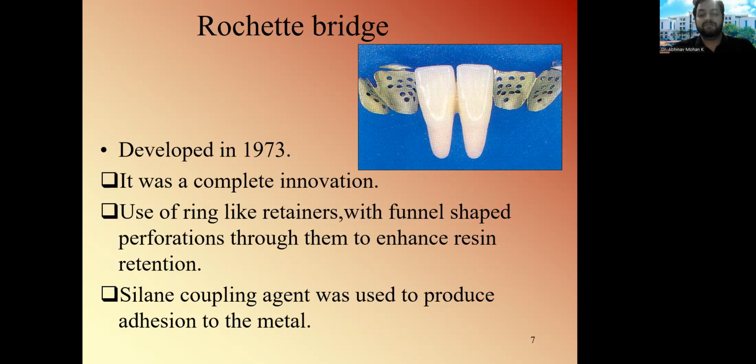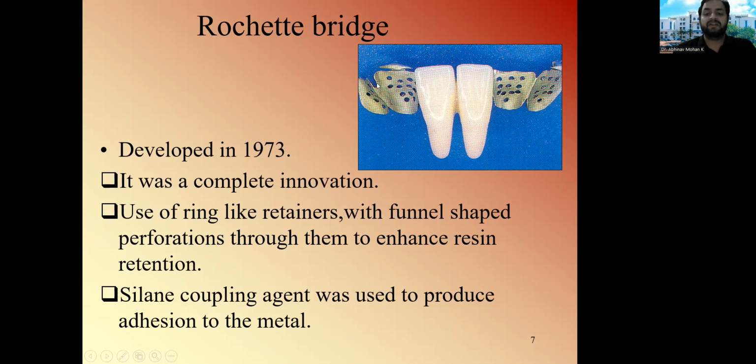So here what he did was he introduced the use of ring-shaped retainers with funnel-shaped perforations through them to enhance the resin retention. Here you can see those perforations on the wings of the abutments, which are going to have this wing seated on its lingual surface. These are the missing teeth, which are attached to those retainers.